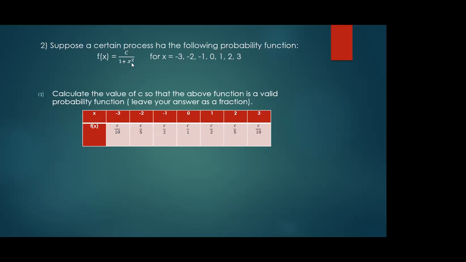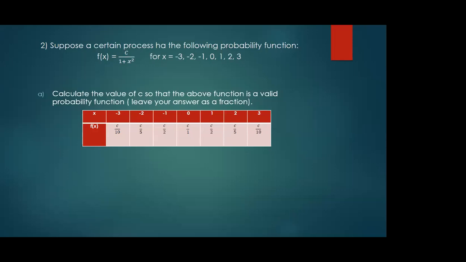0 squared is just 0. So we get c divided by 1 because this value becomes 0. And 1, again, 1 squared is just 1. 1 plus 1 is 2, which is c divided by 2. 2 squared, again, is 4. 4 plus 1 is 5, so c divided by 5. And 3 squared is 9. 9 plus 1, 10, so c divided by 10. So that's what I did first.